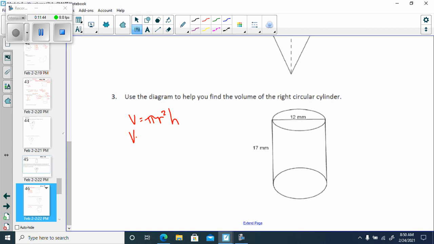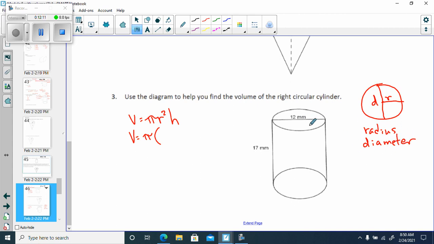Remember, we're leaving pi like it is. We're not putting in 3.14. We need our radius. If we're looking at a circle, halfway across is our radius, all the way across is our diameter. We know the radius is the short one because if you write radius and you write diameter, diameter is a longer word, okay?